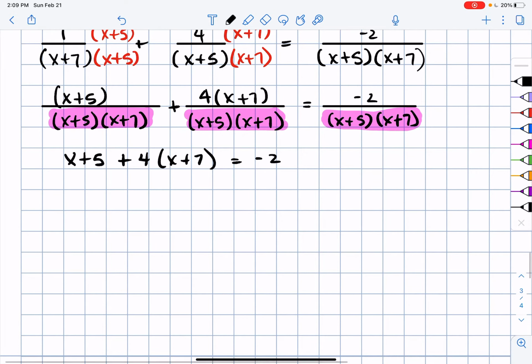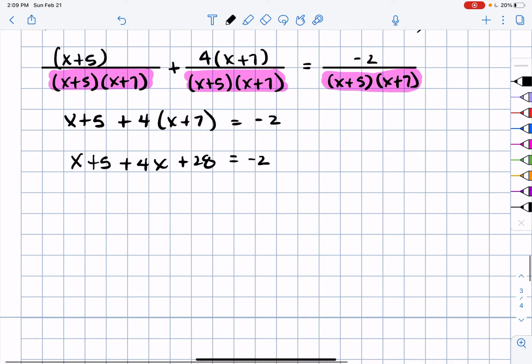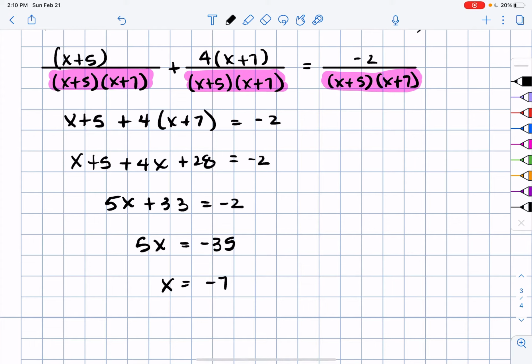So now I finish by doing, I got to distribute the 4. So I got x plus 5 plus 4x plus 28 is equal to negative 2. I want to combine like terms. So on the left side, I'm going to have 5x plus 33 is equal to negative 2. Subtract the 33 over, 5x is equal to negative 35. So x is going to equal negative 7.